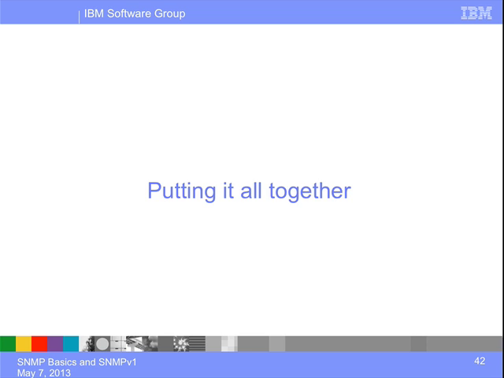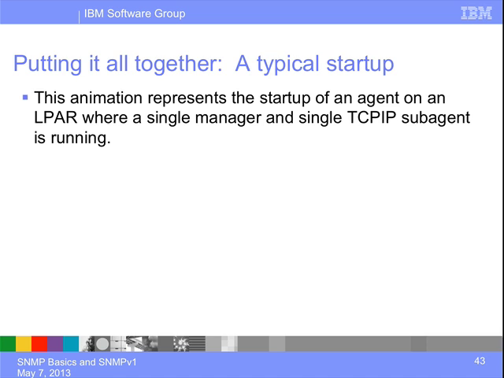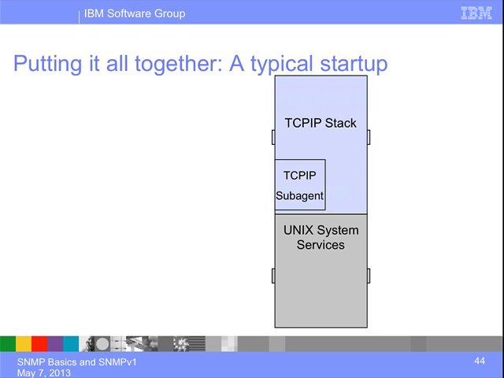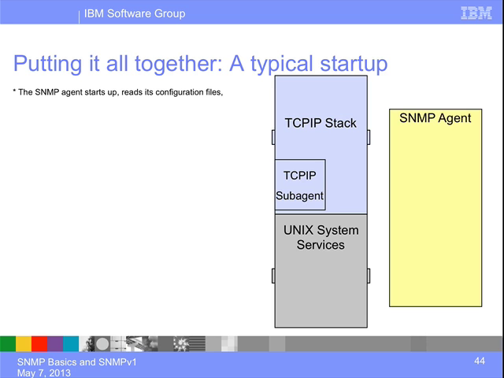Now that we understand the different components and interactions of the SNMP environment, let's put it all together with some animations showing some typical evolutions within SNMP. This first animation represents the startup of an agent on an LPAR where a single manager and a single TCP/IP subagent is running. What we see here is the stack representation, the TCP/IP subagent, and then below that the Unix system services space. The SNMP agent starts up and reads its configuration files.